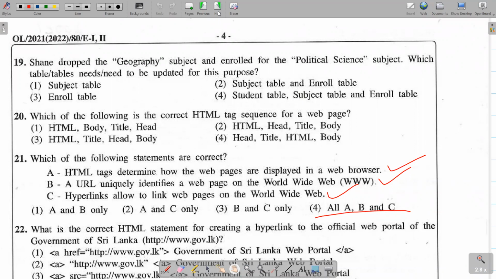So it's HTML. The head tags inside it, you can use the title. Then the body tags. So you should start it with the HTML, because of that the fourth one is gone. Then you need to go with the head. So HTML and head go together, only this answer. So the answer is the second one.